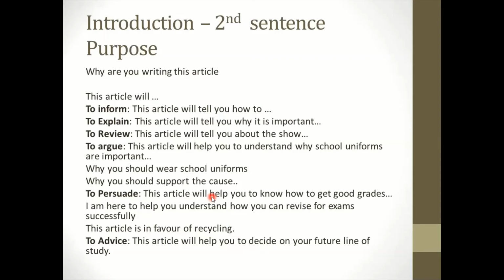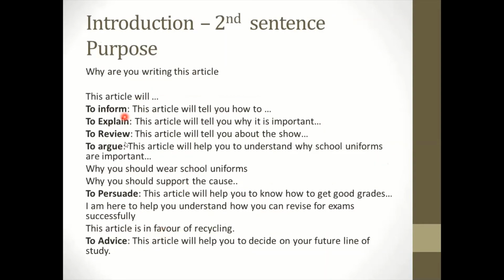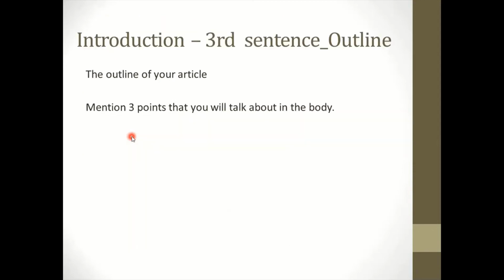Got it? Okay, so quick recap. First sentence was the hook, where you can use any of these kind of statements over here. Second sentence is the purpose. So I will let the readers know what my purpose is in this second sentence. Okay? Coming to the third sentence. Third sentence is the outline of the article. This third sentence is where you will mention 3 points that you want to talk about in the body. So the body of the article will start after this sentence.